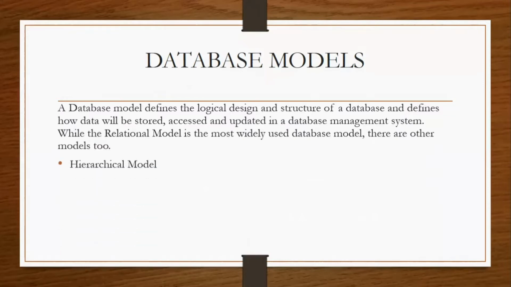First one is the hierarchical model, second one is the network model, third one is the entity relationship model, and fourth one is the relational model. So nowadays we use the relational model. The most used model is the relational model. A database model defines the logical design and the whole structure of a database, and it defines how we will store our data, access our data, and update our data in the most efficient way.